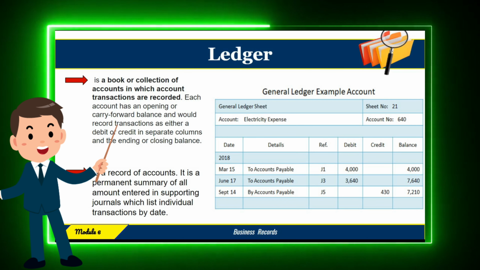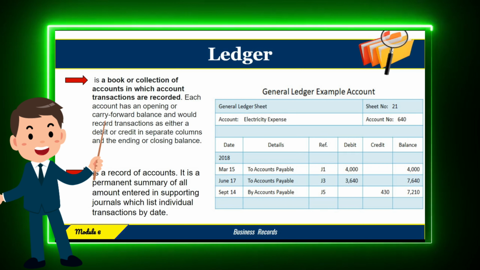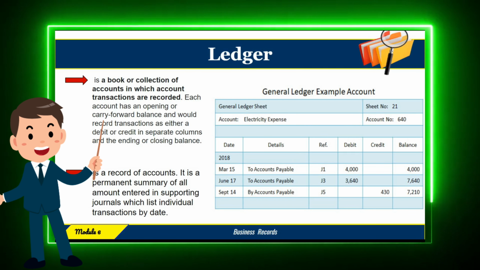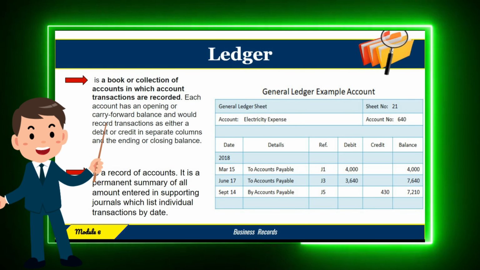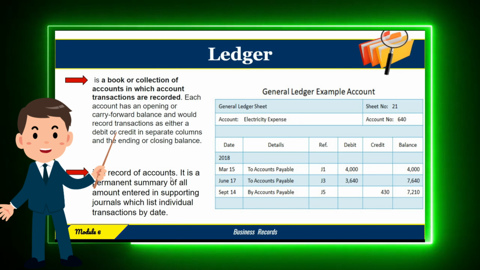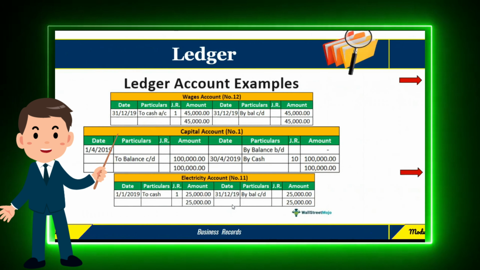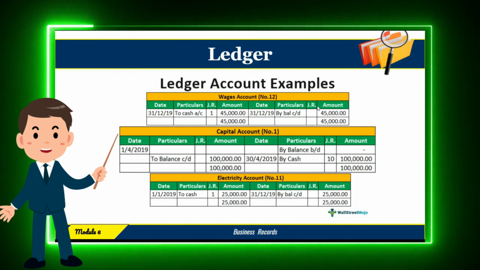Okay, so another definition of a ledger is that it is a record of accounts. It is a permanent summary of all accounts entered in supporting journals which list individual transactions by date. So it's all about a summarization of your journal. The ledger is the summarization of your journal entries. Next one, we have here the example of a ledger account.